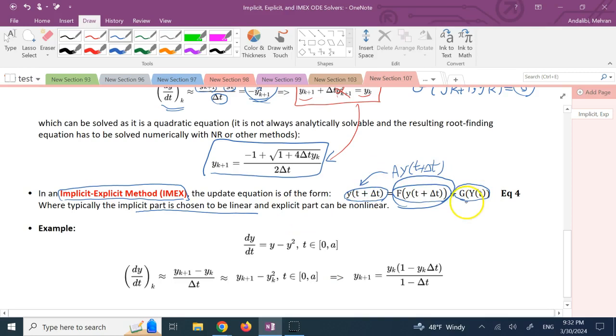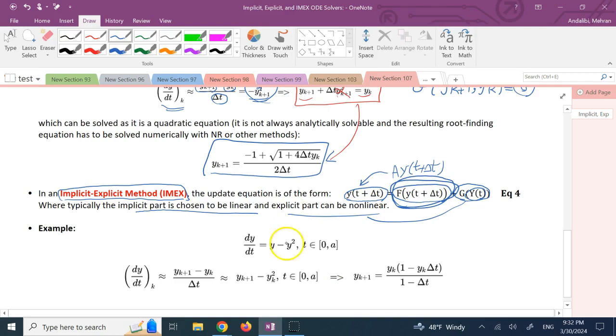But the explicit part, this g, can be as nonlinear as it wants because we don't care. We just plug y(t) in it and it's just plug and play. It is the implicit part that makes it hard, but if we have it linear, then it could be a lot easier to do.